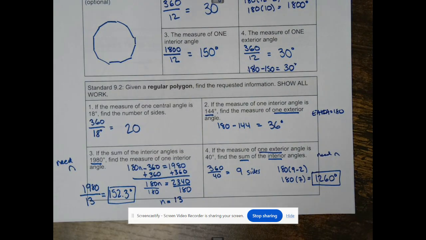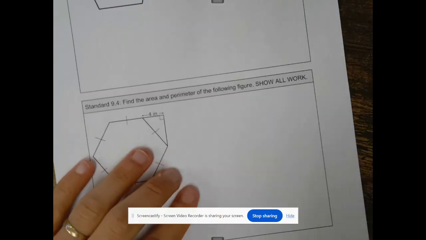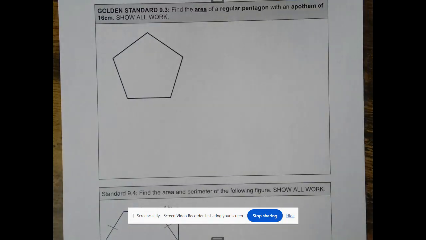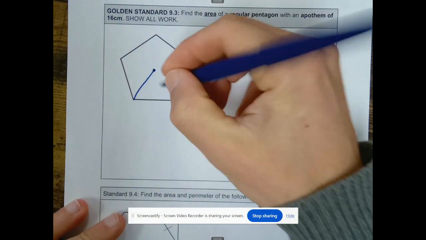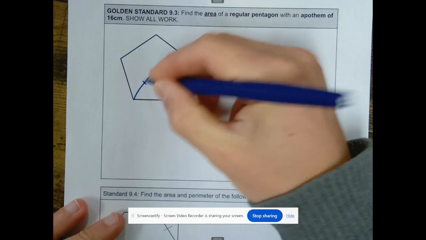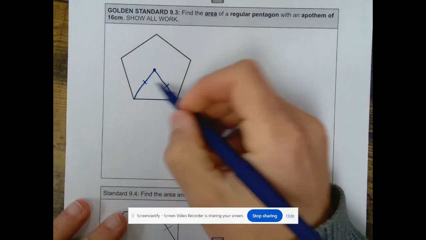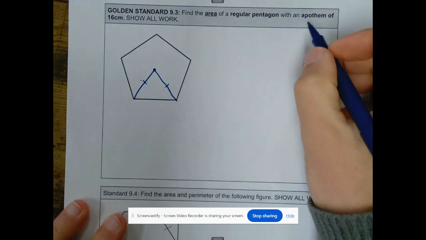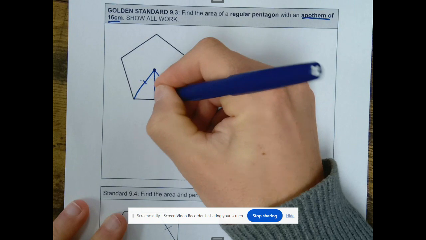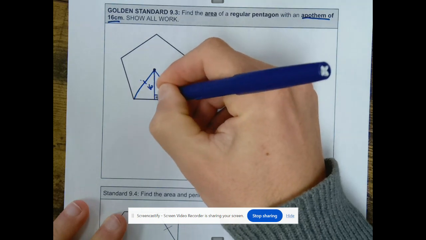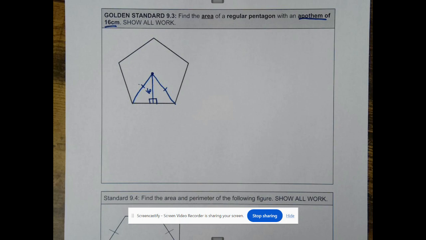Let's move on, back to our golden standard, 9.3. Find the area of a regular pentagon with an apothem of 16 centimeters. Okay, so step 1, how are we going to do this? Triangles are our key, specifically this isosceles triangle right here, where the radii are the congruent sides. If we have an apothem of 16 centimeters, that means this distance right here is 16, and we know it creates right angles like that. That's what the apothem does.